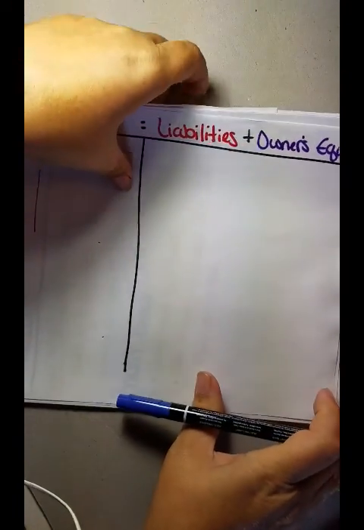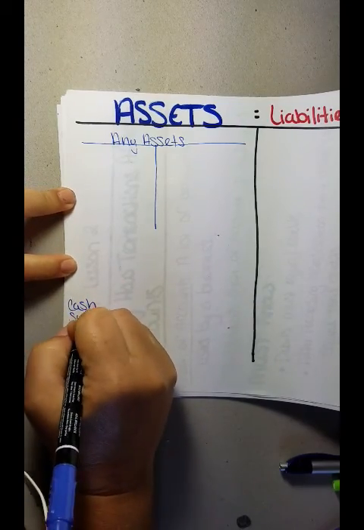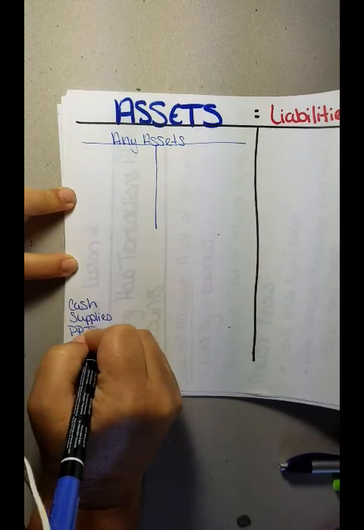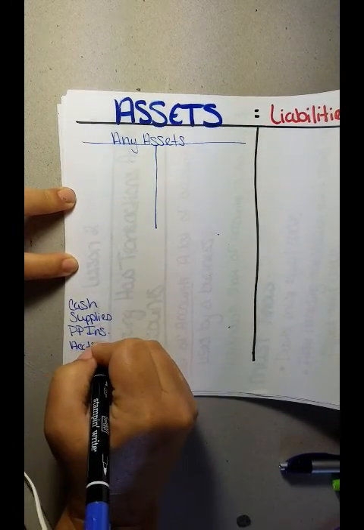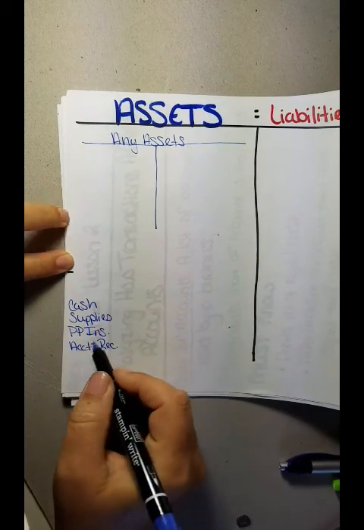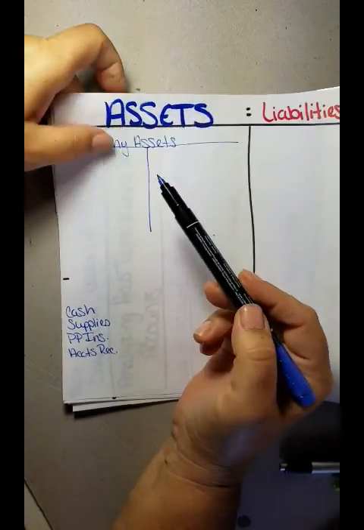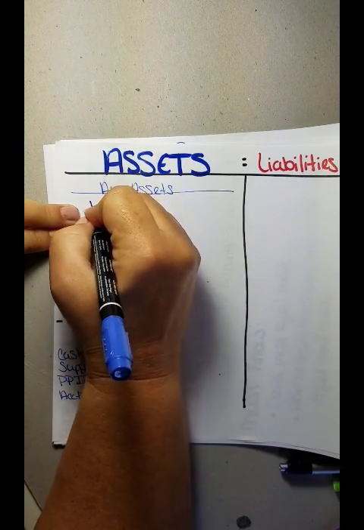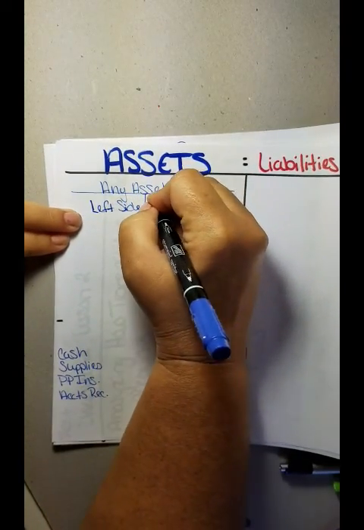I don't think you're seeing that. Cash, supplies, prepaid insurance, and any accounts receivable. Those are the assets we've learned so far. So any one of those assets, we could plug in the name right up here on our T account. Sorry, this is their left side. This is their right side.